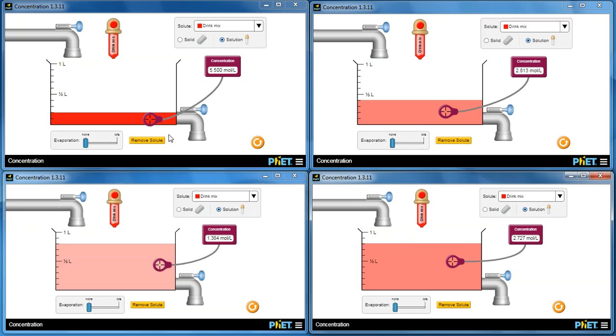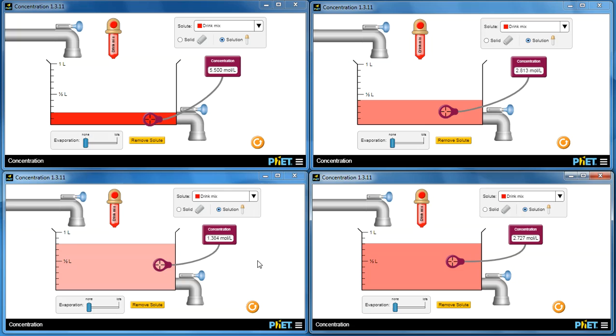In terms of volume, you can see that the first 2 have different volumes, 200 mils, 400 milliliters. The last 2 both have the same volume of 800 milliliters. But although they have the same volume, the concentrations are different because I added differing amounts of water and drink mix to them. In terms of amount, was there any change?